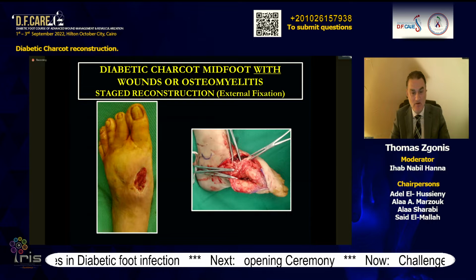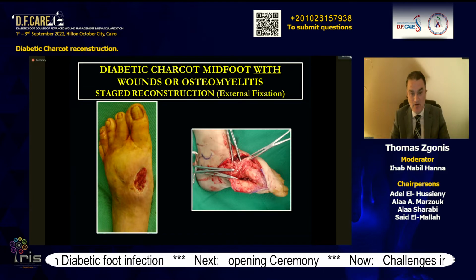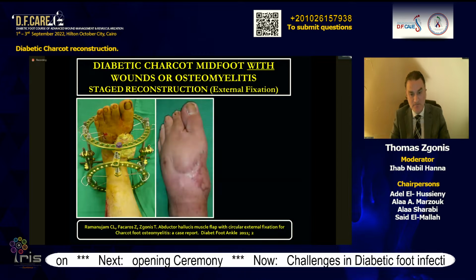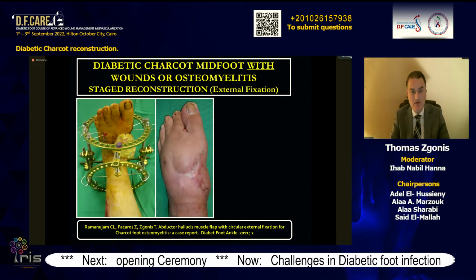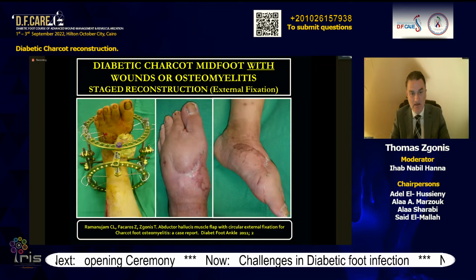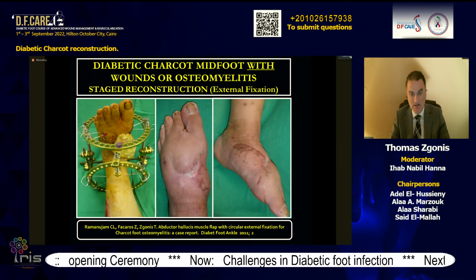So here's a patient in the midfoot with osteomyelitis, open wound, non-healing, where the patient had initial surgical debridement, brought back for an abductor hallucis muscle flap closure, arthrodesis, external fixation, and long-term outcomes, harvesting the abductor hallucis muscle to cover the medial wound with osteomyelitis on a Charcot patient.